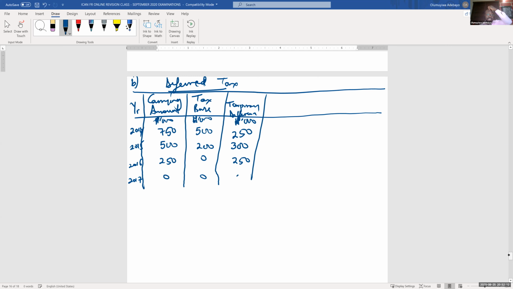Now the question then is, this temporary difference, is it taxable or deductible? Who will answer? Taxable. Is it taxable or deductible? Taxable. Okay, let me quickly take us through. Deductible, taxable difference. Let us go back to our deferred tax matrix.